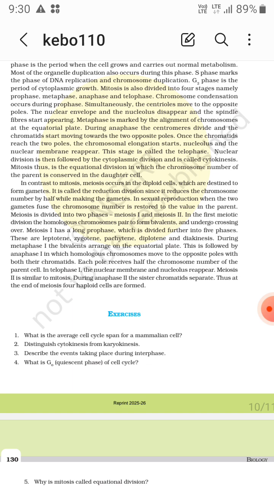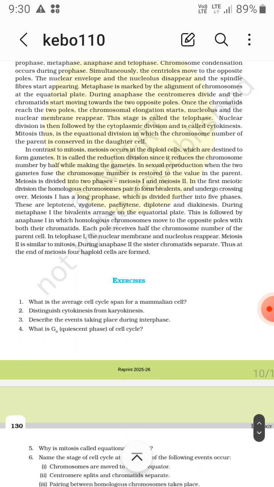The nuclear division is then followed by the cytoplasmic division, which is called cytokinesis. Mitosis is thus the equational division, because the chromosome number of the parent is conserved in the daughter cell. If the parent has n, then the progeny has n. If the parent has 2n, then the progeny has 2n. So the chromosomes are the same.